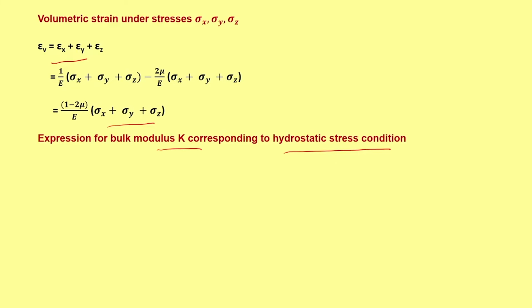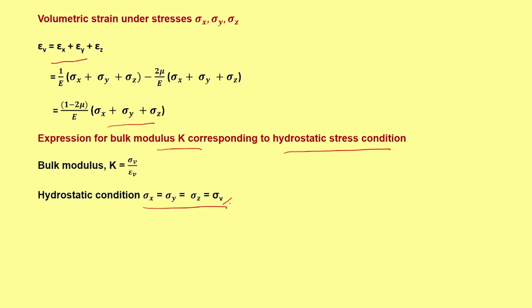Now, what is meant by hydrostatic stress condition? Stresses are equal in all directions, that means sigma x equal to sigma y equal to sigma z. So, bulk modulus, how do you define? It is volumetric stress upon volumetric strain, and this is the condition for hydrostatic condition. This is the expression: sigma x equal to sigma y equal to sigma z equal to volumetric stress sigma v.